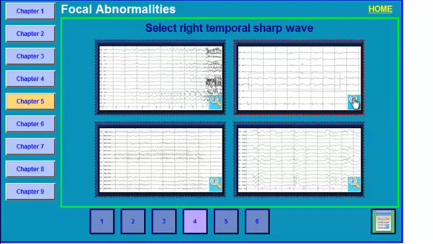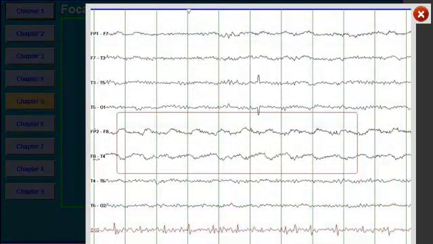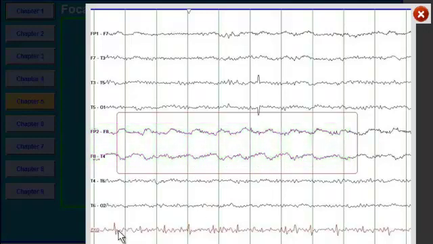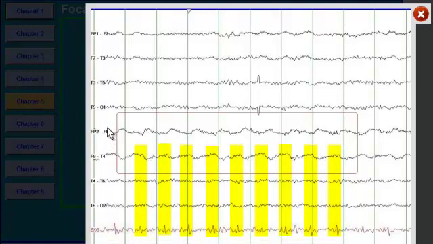Okay, what about this one? So the box shows some kind of a rhythmic or periodic slow activity. If you look at the ECG electrode, you'll see that these waves correspond with the QRS complex. So this is coming from F8. So between this channel and this channel, F8 is common.